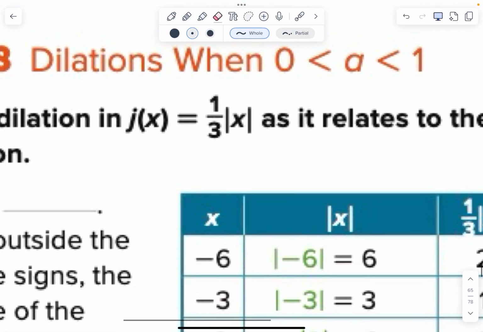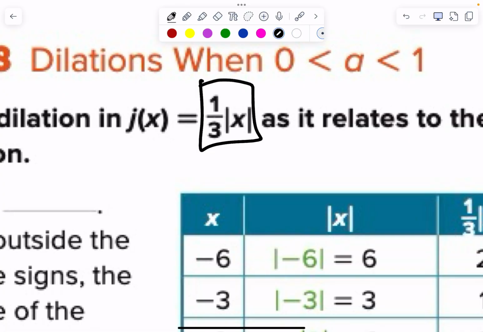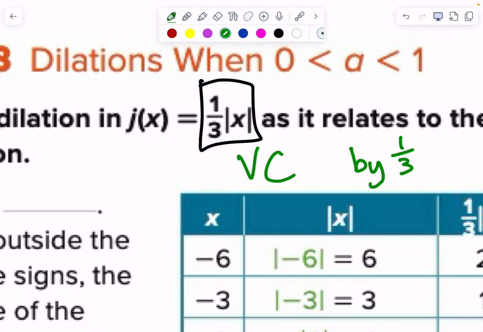This guy right here is 1/3 x. Is that vertical or horizontal? Vertical because he's on the outside, right? Okay. And we don't flip the number, so we keep it 1/3. Is it a vertical stretch or compression? Compression. So vertically, I'm compressing.